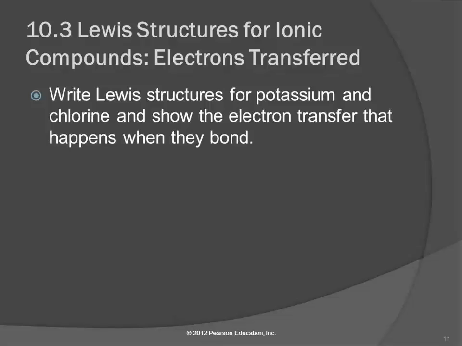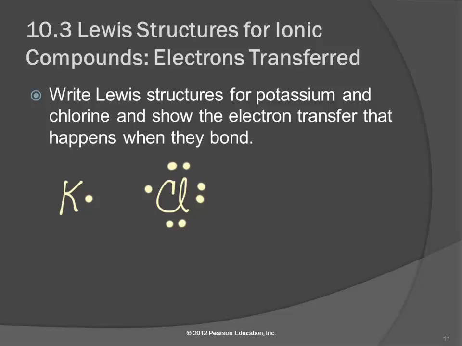So let's look at potassium and chlorine and see what happens when they form an ionic bond. Potassium is K, and chlorine is Cl. How many valence electrons does potassium have? 1. There's a giant periodic table on the wall behind you. How many does chlorine have? 7. It's in group 7A. If you don't like looking behind you, then you should bring a periodic table or your book or something.